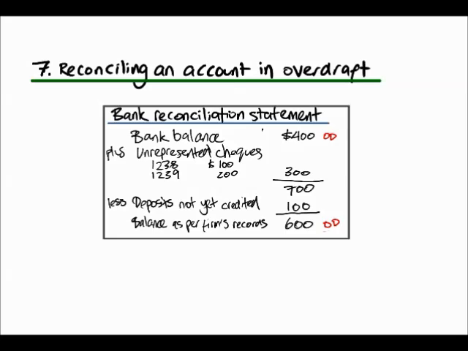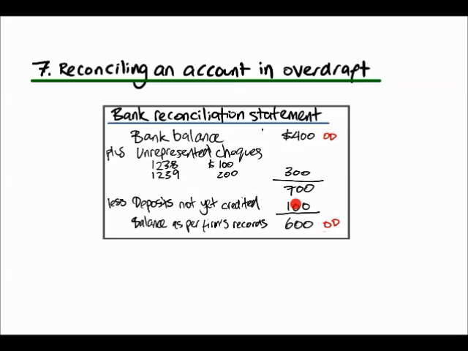So let's imagine for this bank, you receive your bank statement and it says you're in overdraft by $400. You'd put down bank balance $400 overdraft. Now let's imagine that you had 2 checks that hadn't been presented yet, so people hadn't taken them, worth $300. That means you actually owe the bank $700, because you've paid somebody else $300, but it's not in their bank yet, so it has been taken out of yours.